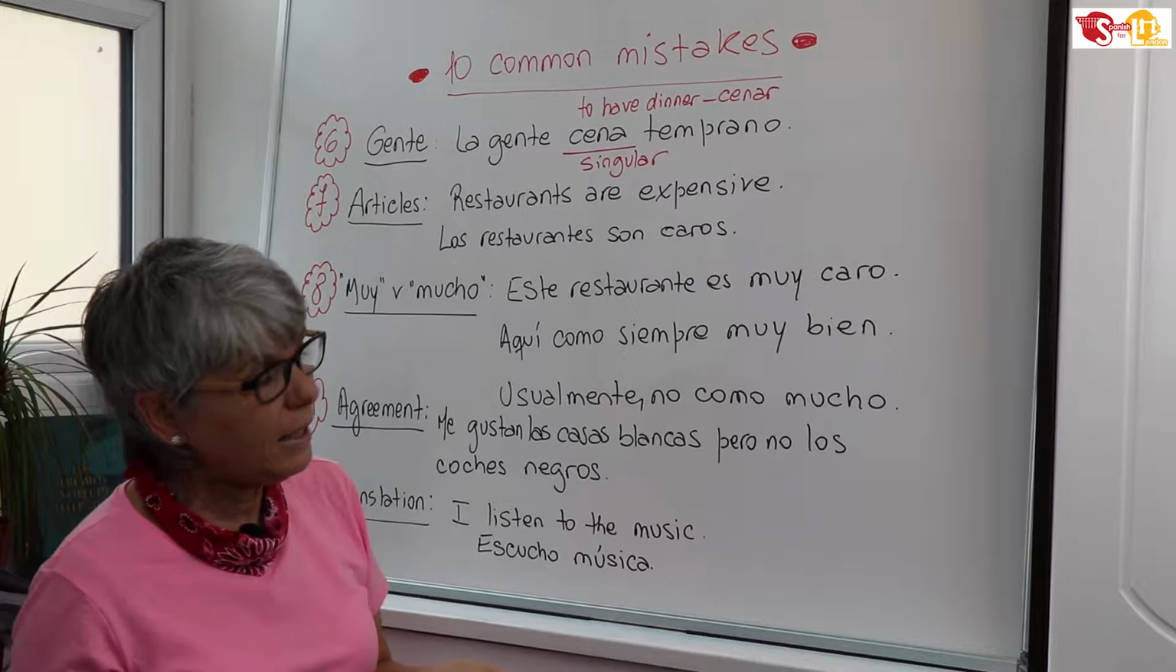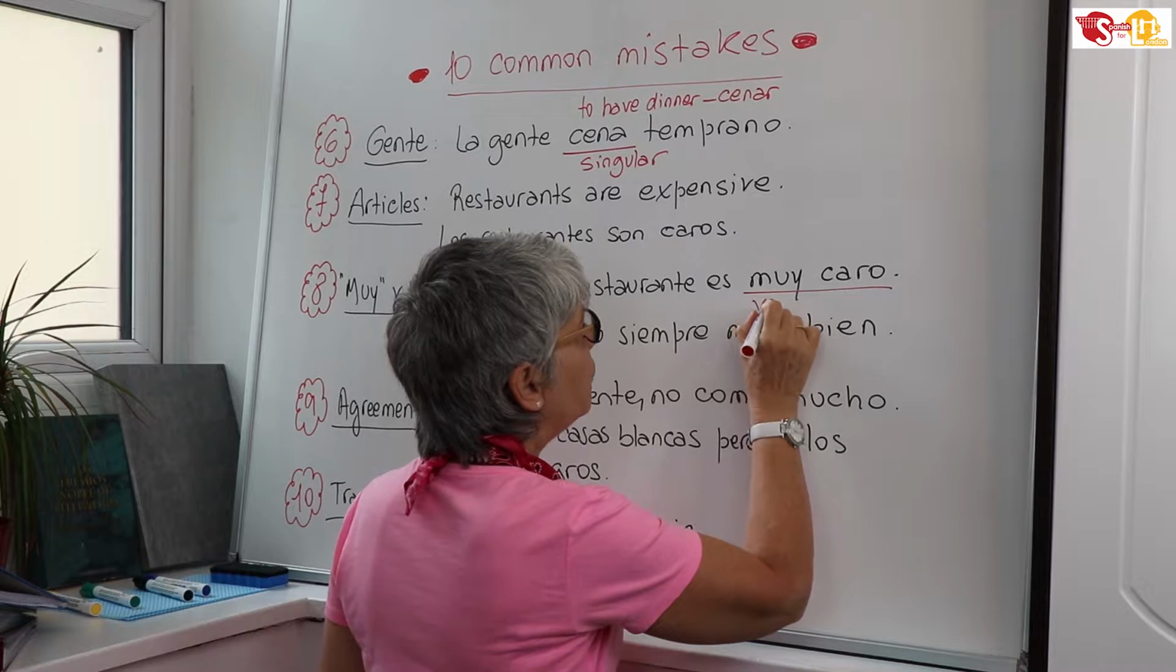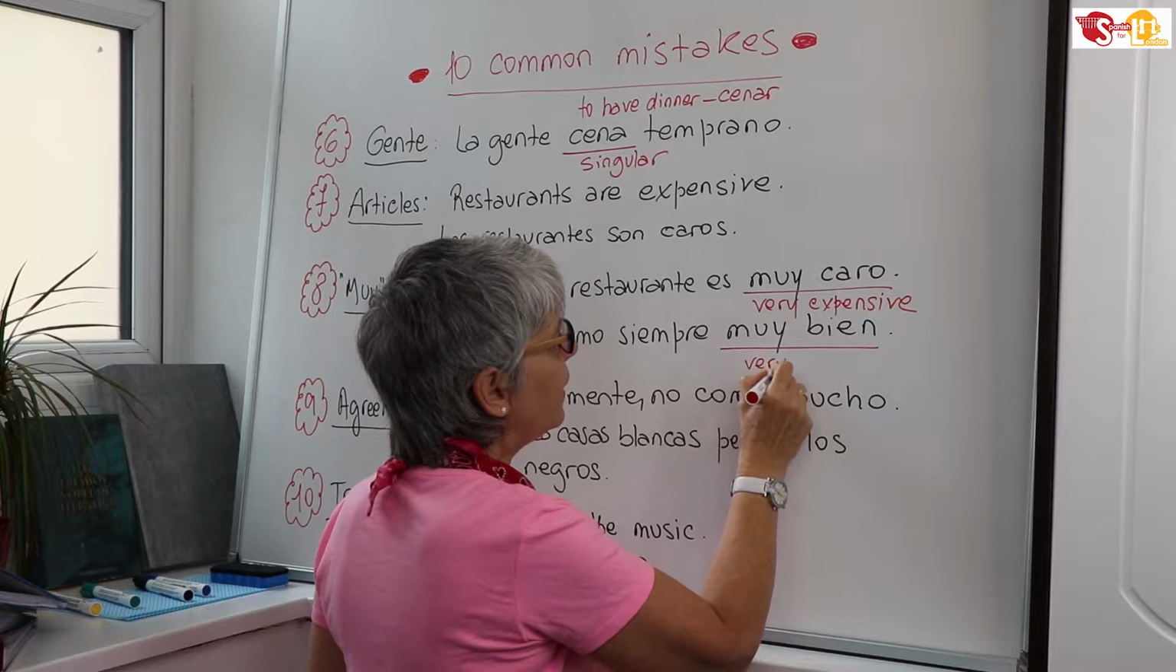Well, very easy. Muy is very. So when I say this restaurant is very expensive, I put muy. So muy caro, very expensive. Do you see? Muy is very. Or I say, here I always eat very well, muy bien.